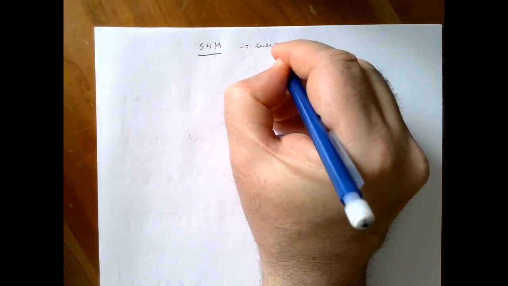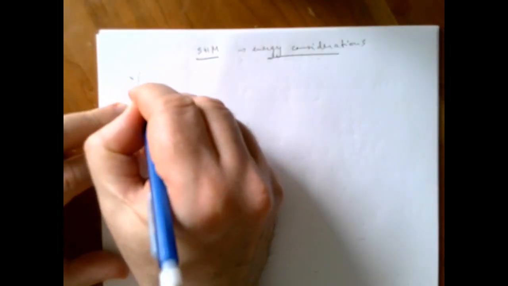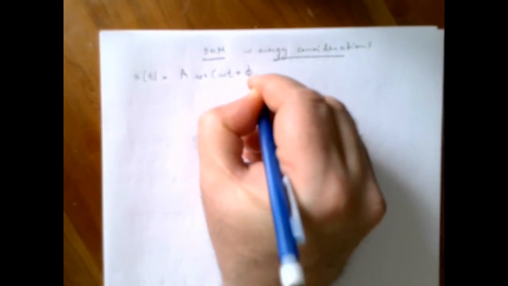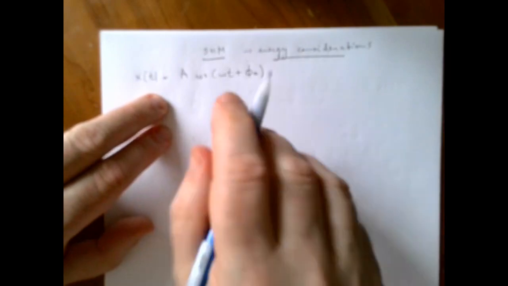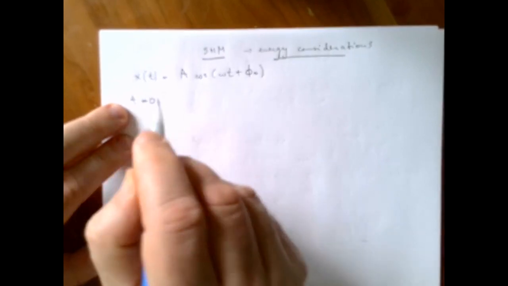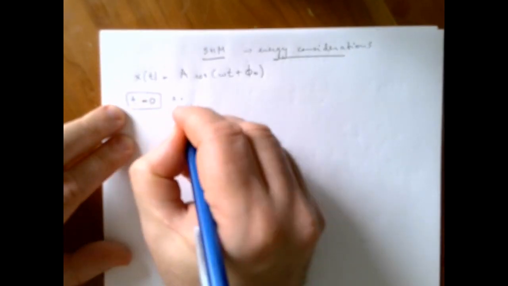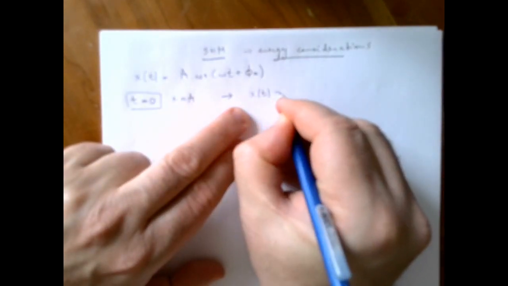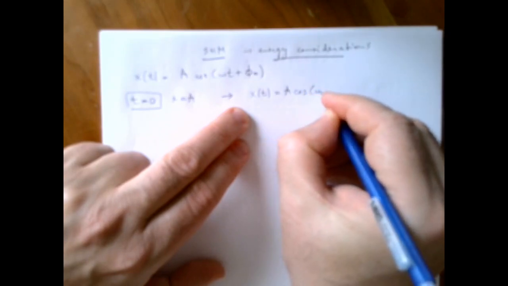Simple harmonic motion, some energy considerations. We know that the time dependence of the position x of t is given by A cosine of omega t plus phi 0. If we choose, for simplicity, the initial conditions such that at t equal to 0, x is equal to A, this expression will become x of t is equal to A cosine of omega t.